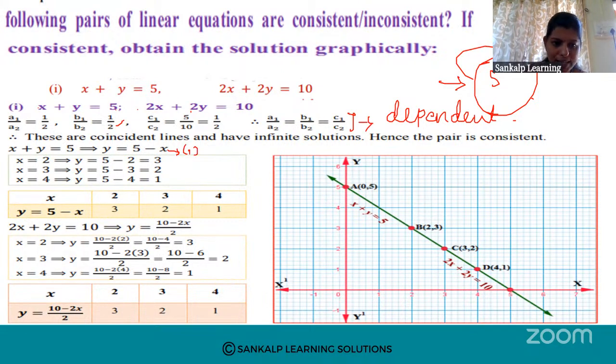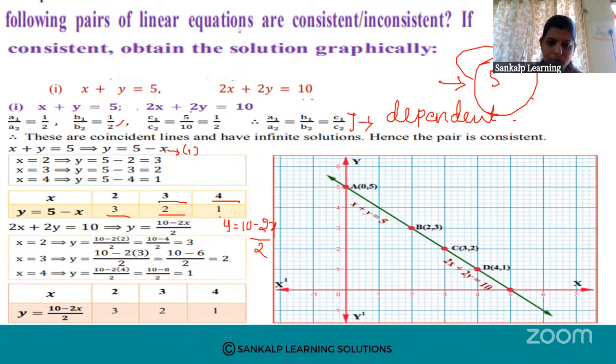Okay, if x is equal to 2, then y value is 5 minus 2 is 3, right? If x is equal to 3, y value is 2. If x is equal to 4, 5 minus 4, that is 1, right? Now the second equation, 2x plus 2y is equal to 10. Now transfer this 2x to this side, then 2y is equal to 10 minus 2x. Then transfer 2 to this side. What you will get? y is equal to 10 minus 2x divided by 2, right?